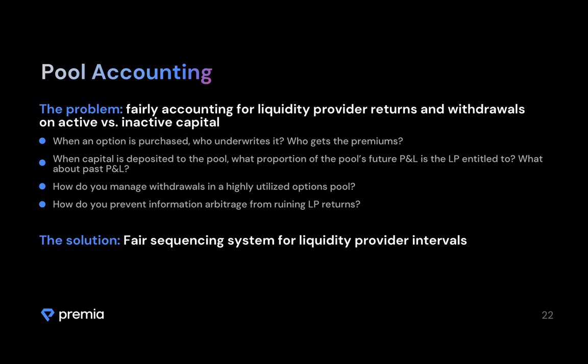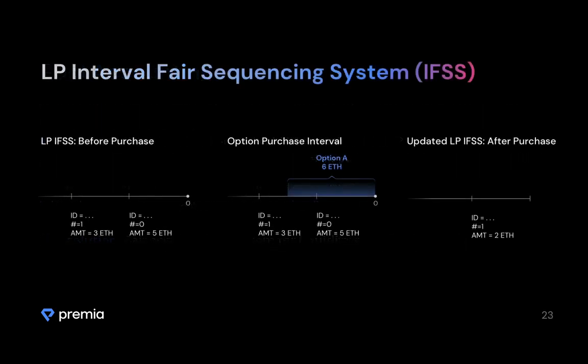The solution that we've come up with is a fair sequencing system for liquidity provider intervals. This is a system that allows all of the free capital in the pool to be sequenced in terms of intervals. Every time a liquidity provider deposits their capital, it will be sequenced into an interval defined by three parameters: the liquidity provider's address, the interval number, and the size of the interval. When a buy order comes in to the AMM, the buy order will scan as many liquidity intervals as needed to cover the position. In this example, the option of 6 ETH covers 2 intervals. The first liquidity provider will underwrite 5 ETH worth, and the second liquidity provider will underwrite the last 1 ETH. This happens in a first in, first out system.